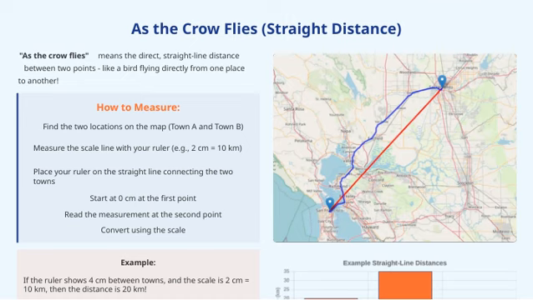For example, if the measurement between the towns is 4 centimeters, and your scale tells you 2 centimeters equals 10 kilometers, you can calculate that the actual distance is 20 kilometers. The calculation is straightforward. 4 cm divided by 2 cm times 10 km equals 20 km. It's a quick way to determine the straight line distance across the map.